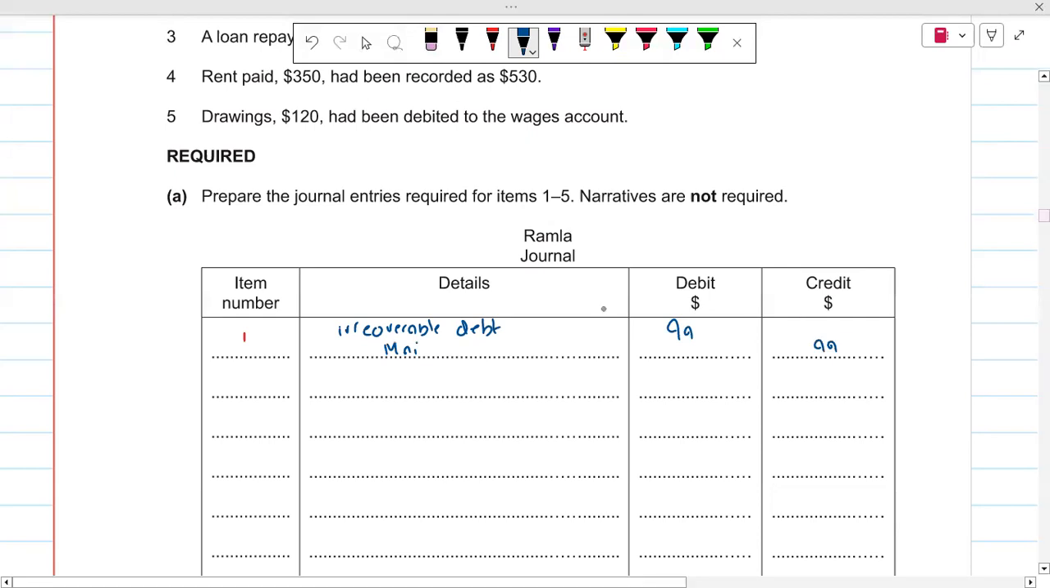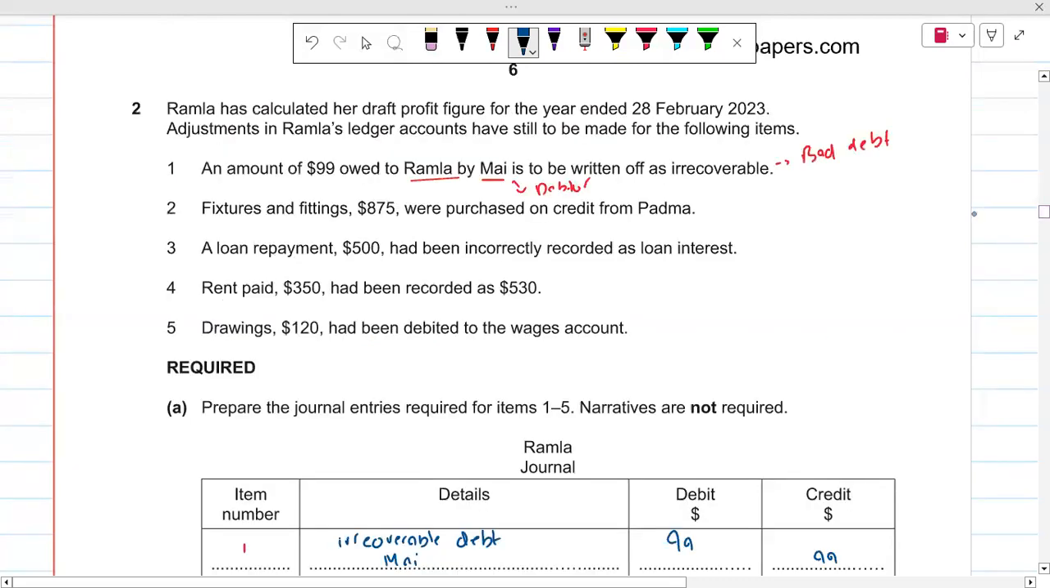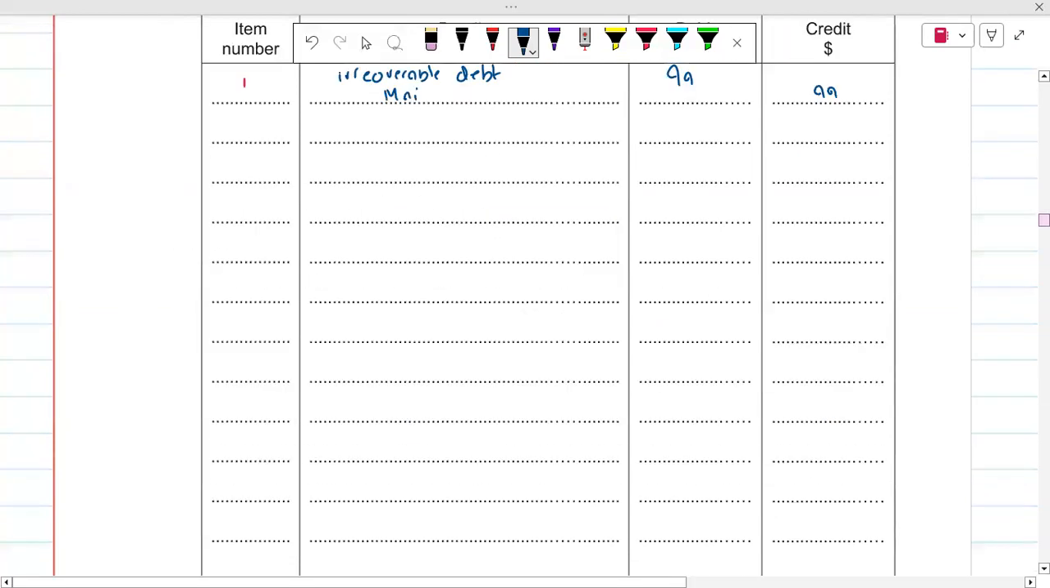Okay. So basically we are decreasing our customer, so that's why we are crediting it. And we know that irrecoverable debt is our expense, so that is why we are recording it on the debit side. So after that, in number two, fixtures and fittings, $875 were purchased on credit from Padma. So this is very easy, we purchased fixtures and fittings, so this is our asset. It would be debited by the same amount, which is 875.